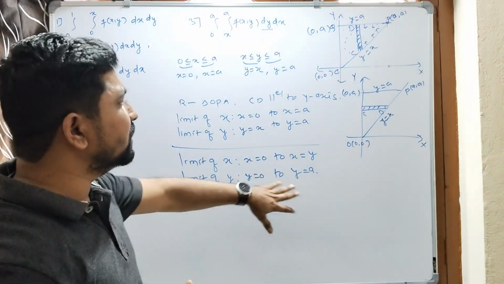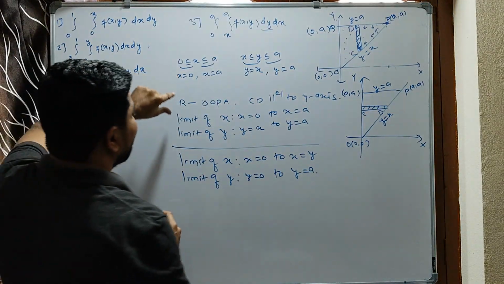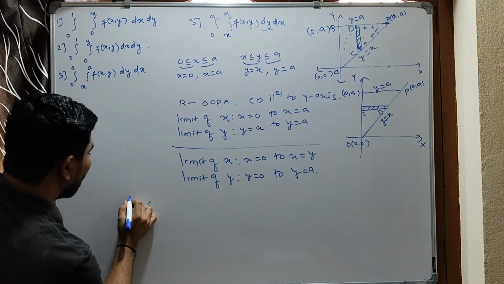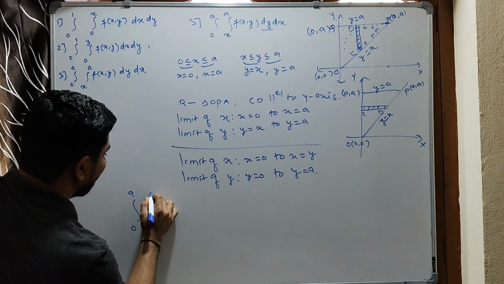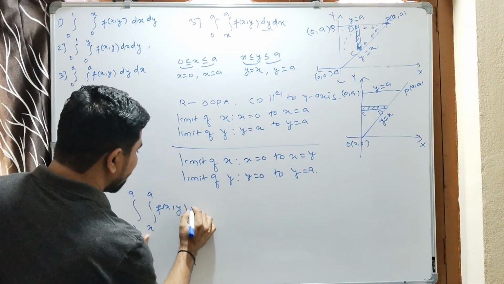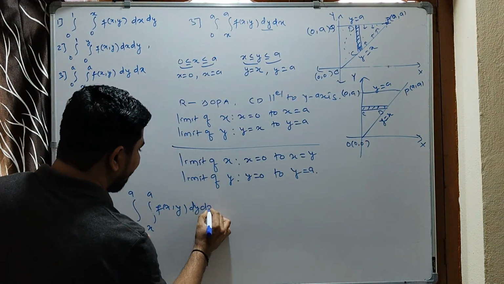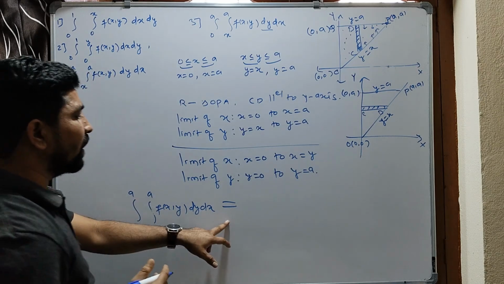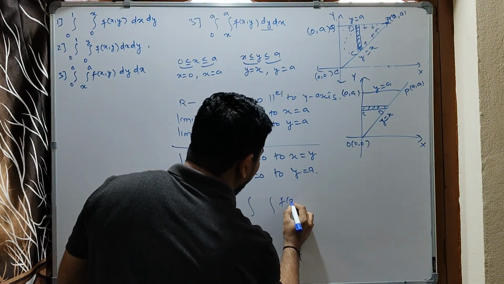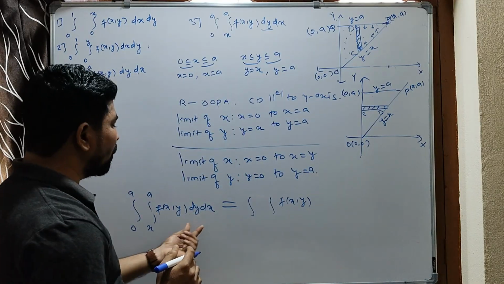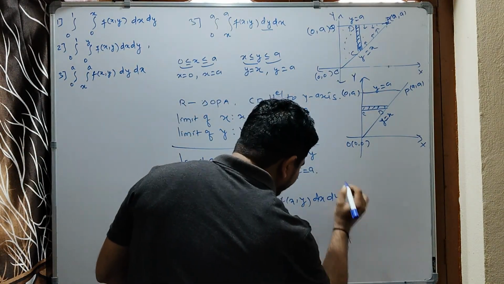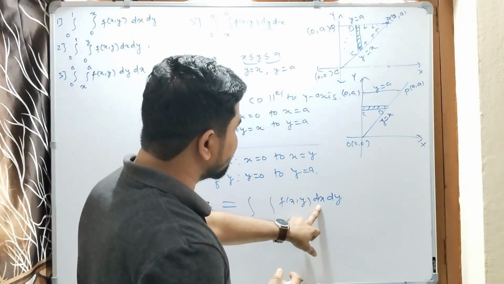Therefore after changing the order, first I will write the limits. Originally, the integral of 0 to a, x to a, f of x comma y, has the inner limit in terms of x, so we first integrate with respect to dy and then dx. Now I want to change the order with respect to these limits. So this is f of x comma y, and I want to change from dy dx to dx dy. So we integrate first with respect to x and then y.